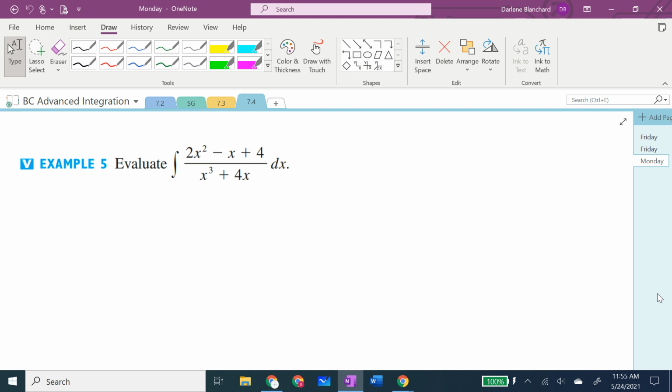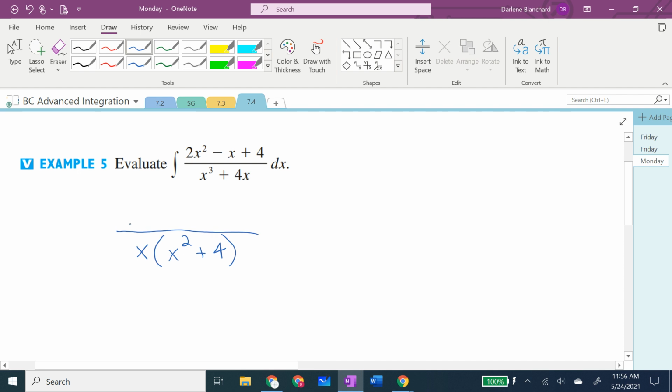Okay, when you have a polynomial over a polynomial, the first thing you ask yourself is: is the numerator less degree than the denominator? And it is. Check. Next, can you factor the denominator? And factor it as much as you possibly can. So I factor the denominator, I get x times x squared plus 4, and then go, darn it, I can't factor anymore. I'm going to have to deal with this.